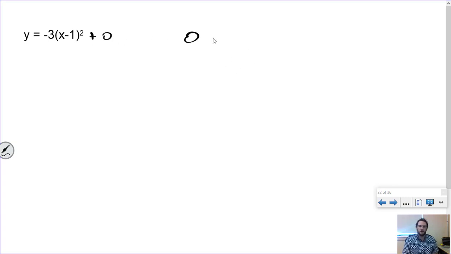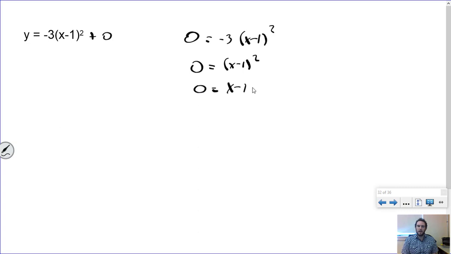So let's solve. 0 is equal to negative 3 times x minus 1 squared. Right, if we divide both sides by negative 3, well, 0 divided by negative 3 is 0. So 0 is equal to x minus 1 squared. The square root of 0 is 0, so 0 is equal to x minus 1, and x is equal to 1.